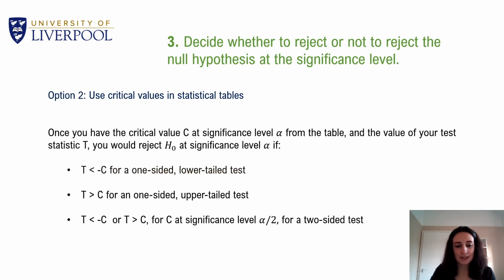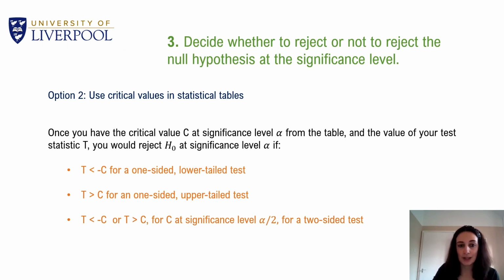For a lower tail test, we reject the null hypothesis if the test statistic is less than or equal to the critical value at the lower tail of the distribution. For an upper tail test, we reject the null hypothesis if the test statistic is greater than or equal to the critical value at the upper tail of the distribution. Finally, for a two-sided test, we reject the null hypothesis if the test statistic is less than or equal to the critical value at half the significance level at the lower tail of the distribution, or greater than or equal to the critical value at half the significance level at the upper tail of the distribution.